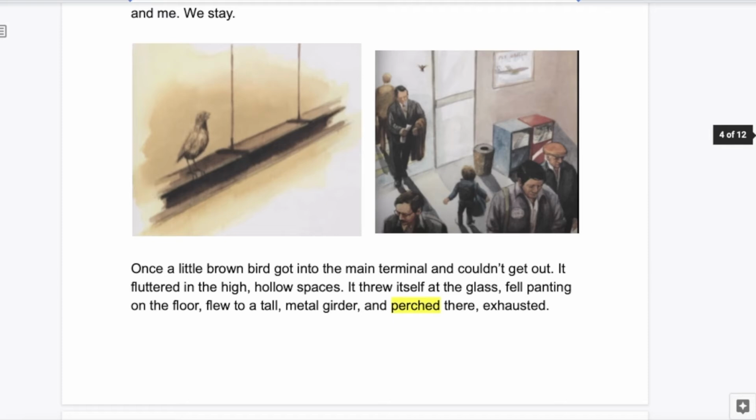So another word I'd like to bring up is perched. And you can see that is what the bird's doing. You can take a moment to think about what the word perched means. So the word perch means resting on something. And you can see in the picture, the bird's resting on this railing on the window.